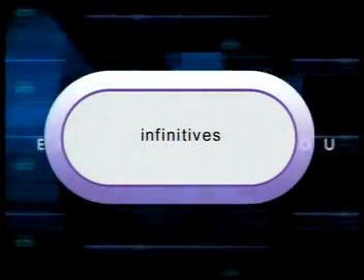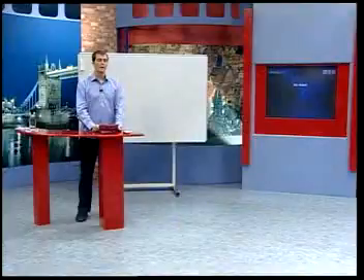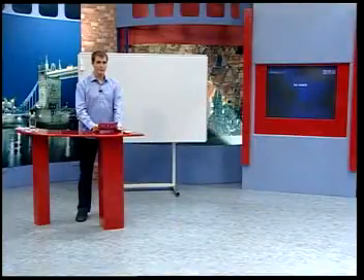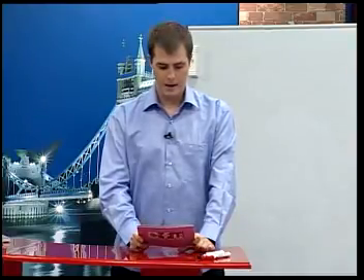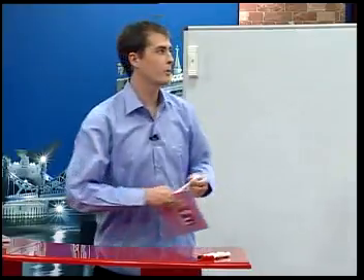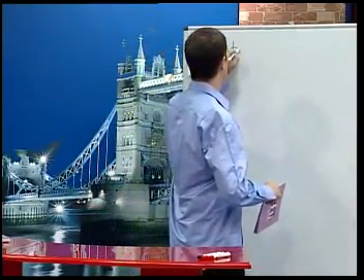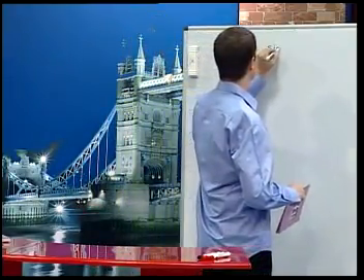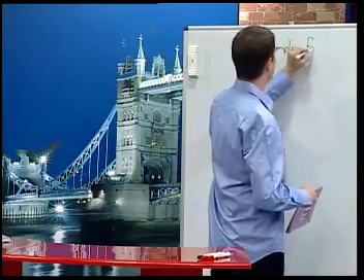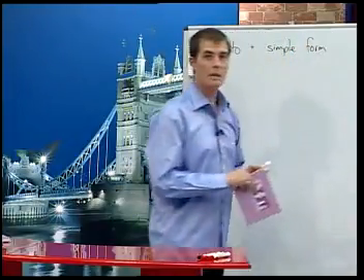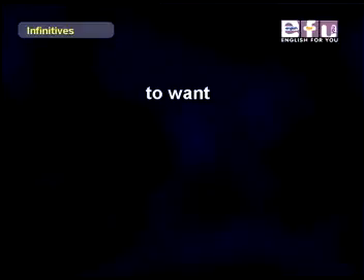Infinitives. Now let's learn infinitives, and we'll learn them the same way we reviewed gerunds. An infinitive is to plus the simple form of the verb. To plus simple form. Some examples are to want, to ride, and to go.